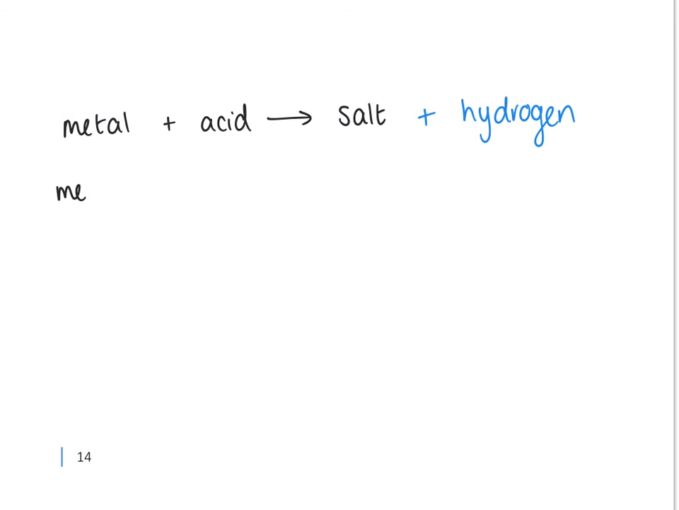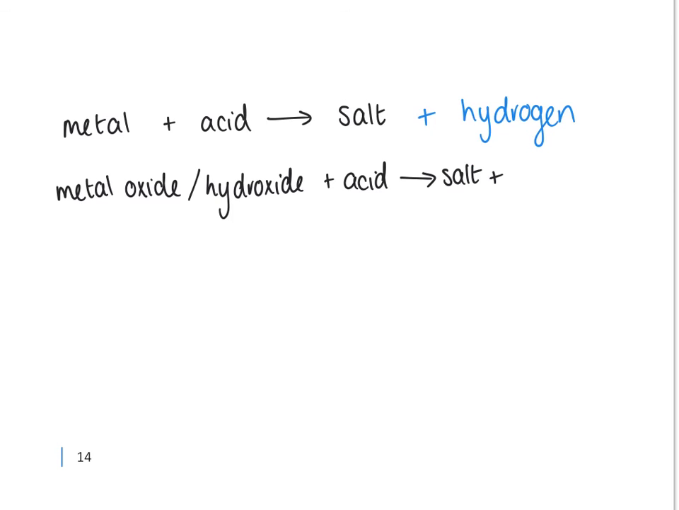So firstly, you've got a metal on its own reacting with acid. What's your general products for that? Well, we always get a salt, but this time our side product is just hydrogen. Okay, the next one we saw was a metal oxide or hydroxide reacting with acid. This time we produce a salt, but then I need to think about my side products, which this time is water.